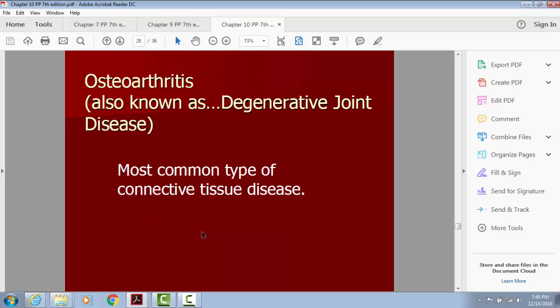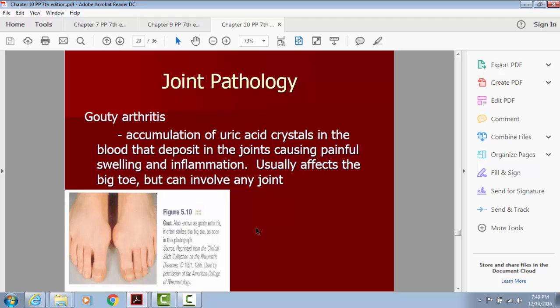Osteoarthritis is a very common term. It's also known as degenerative joint disease, and you will see this used in many different types of x-ray reports that you'll see. Really, it's rare to pick up an x-ray report unless it's of a kid and not see some degree of degenerative joint disease, because as we age, obviously, the joints begin to wear out. It is the most common type of connective tissue disease.